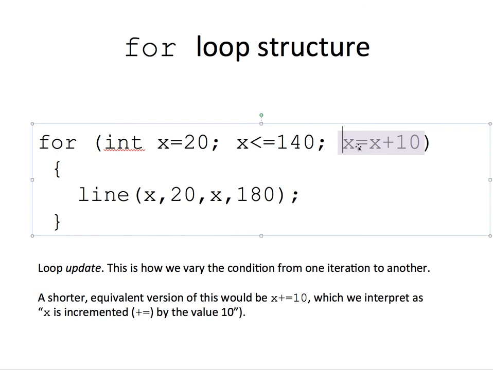Now often we just want to add 1 to the loop counter, but here we want to go in steps of 10 pixels, so we add 10 to the loop counter. So here we do it explicitly. We say every time around this loop, x takes the value of whatever x currently is plus 10. Now we can also say x plus equals 10, and we'll see that shortly, which is just a shorthand way of saying the x increment is 10.